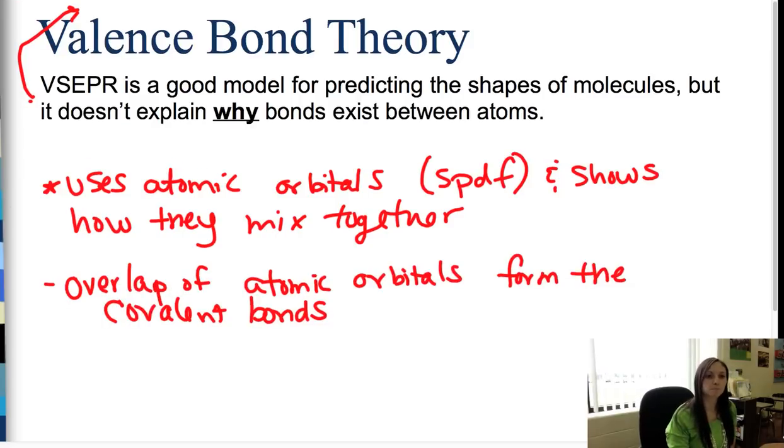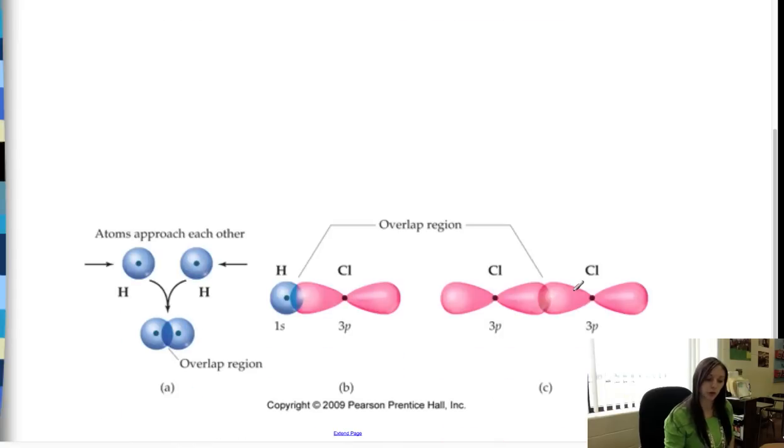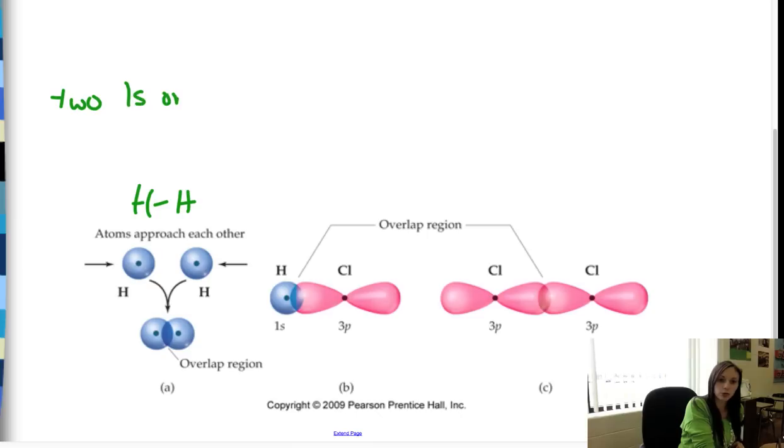So let's look at an example. We see here the coming together of two hydrogen atoms. We have two 1s orbitals that overlap, and the electron density is concentrated between the nuclei. So now we've got two hydrogens, which are in essence just each a 1s. They meet when they want to bond, so we're going to form an H–H bond, and the electrons overlap. So you have two 1s orbitals that overlap, and your electron density is concentrated in the middle section right there.